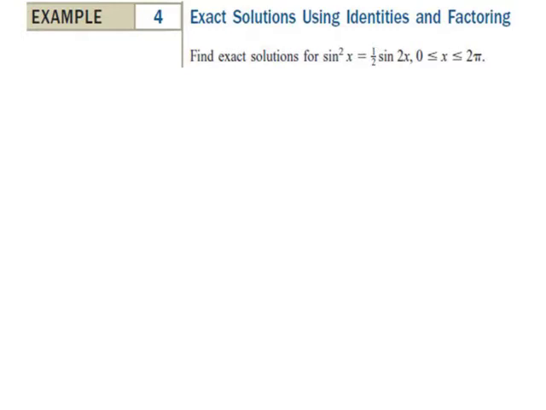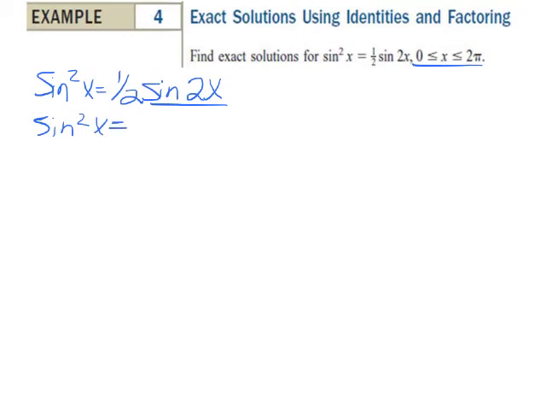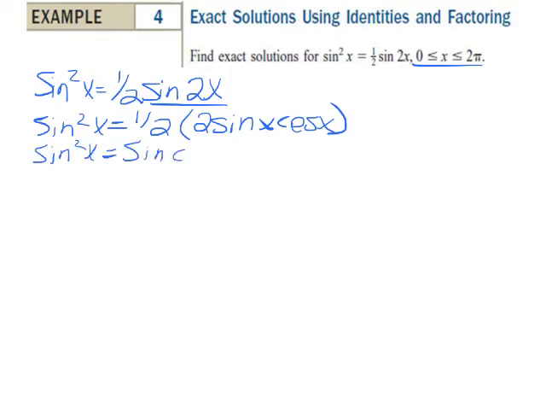Okay, example 4. We're going to find the exact value for sine squared x equals 1/2 sine 2x, and we're going from 0 to 2 pi, so we don't have to do the 2k pi where k is any integer. We've got parameters. So what we want to do here is we want to change our sine 2x, use our identity for sine 2x, and change it to, keep the front the same, sine squared x equals 1/2, and our identity is 2 sine x cosine x. So when we distribute, we've got sine squared x equals sine x cosine x.